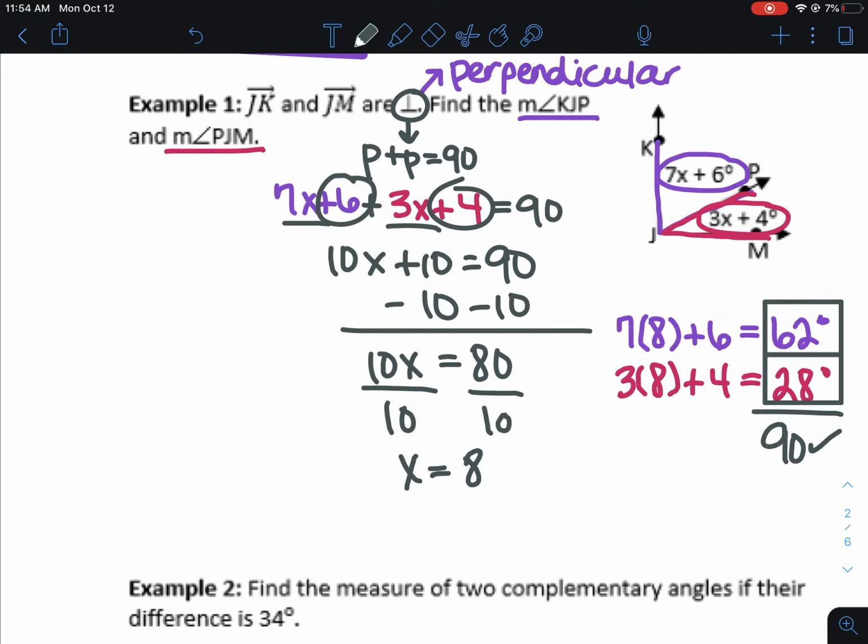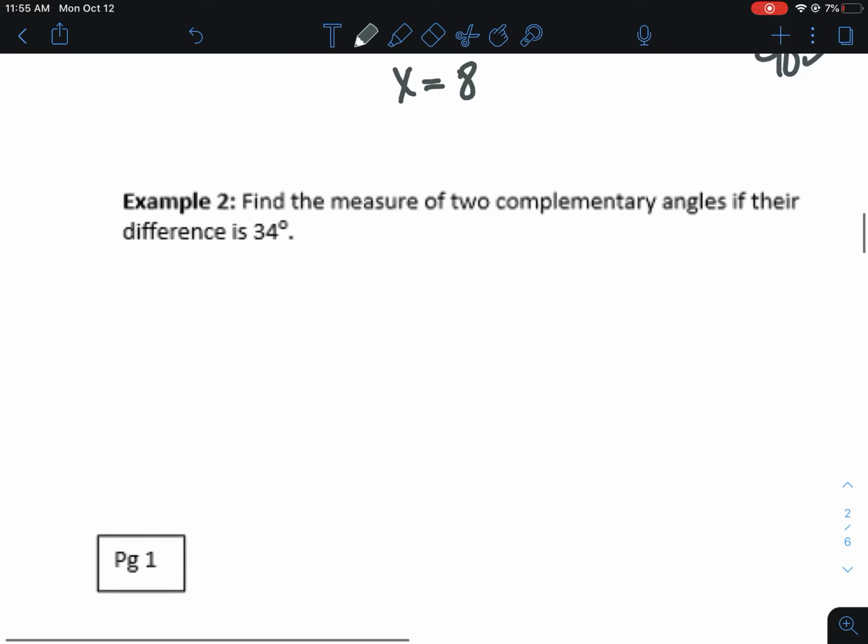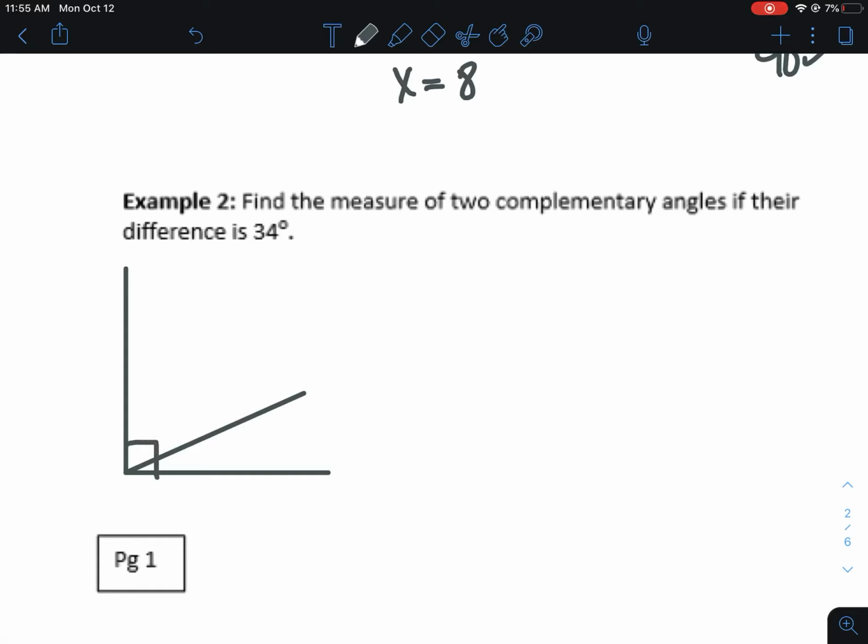That's it. All right, example 2. Find the measure of two complementary angles if their difference is 34 degrees. So first thing, I don't see a picture. So let me go ahead and draw that picture first. So I start by drawing a right angle, and I break it into two non-equal angles. Then it says find the measure of two complementary angles. So that means part plus part equals 90.